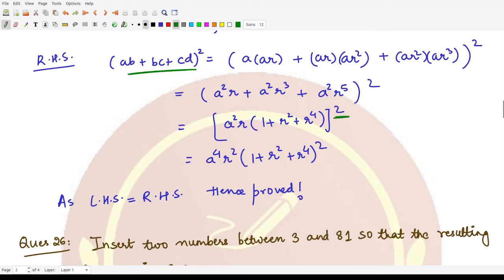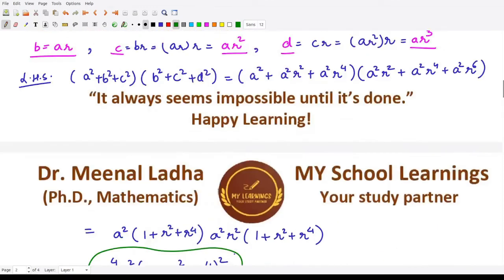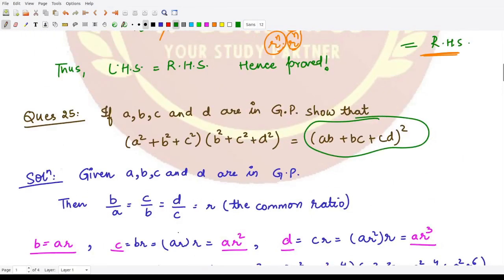So squaring all the terms, we would have A raised to power 4, R raised to power 2 and this whole square. And if you compare, this is the same result as that you obtained in the left hand side. Hence, your left hand side and right hand side are both equal to each other. Hence, our result is proved in this particular case. And this is what we wanted to prove here.